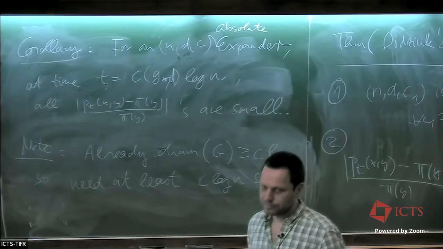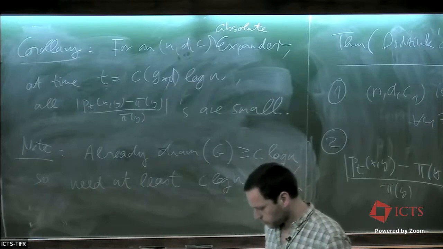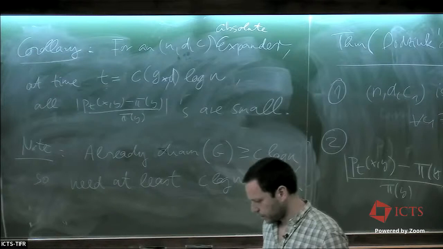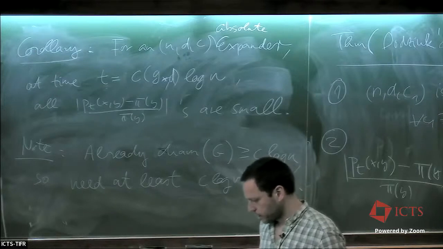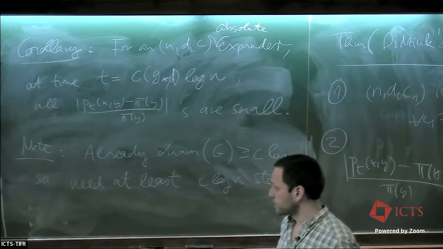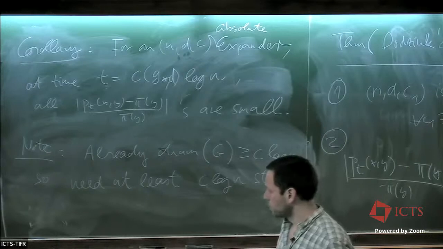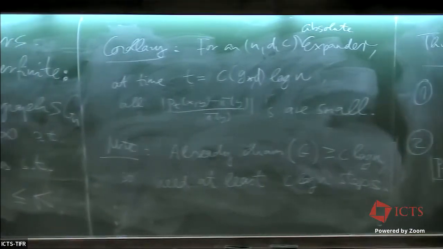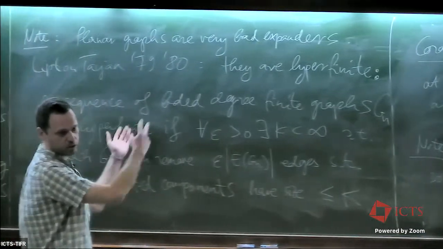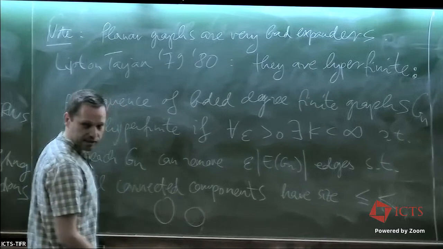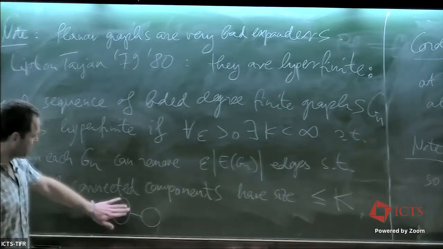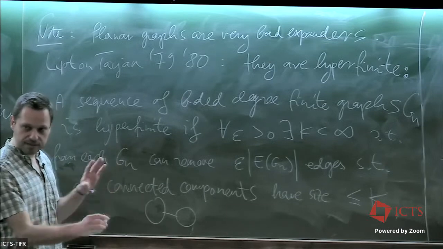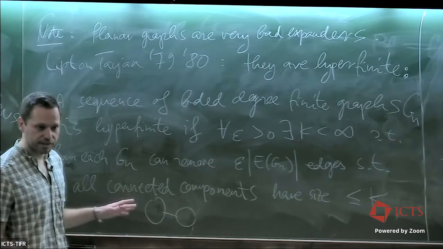Of course these are just two extremes. For a sequence of finite graphs, you can have graphs which are neither hyperfinite nor expanders. If you take two big expanders and connect them with one edge, then this is not at all an expander, but not at all hyperfinite either. So in the finite world, there are things in between. For groups, there are no things in between.